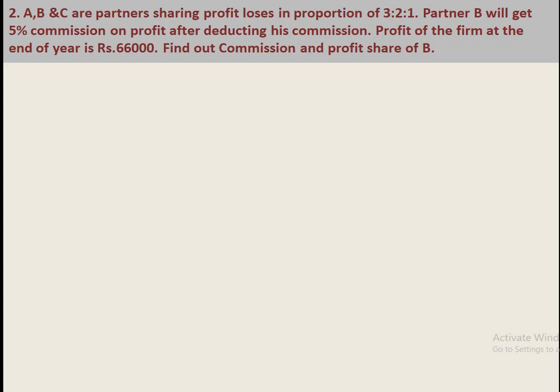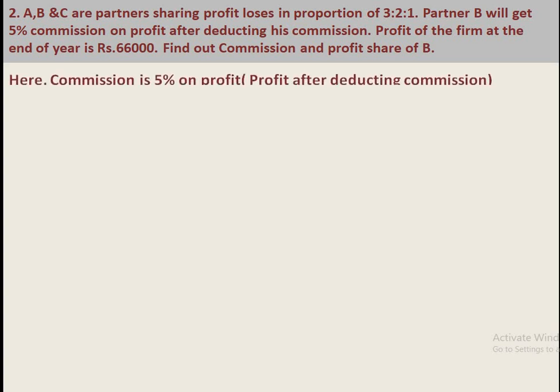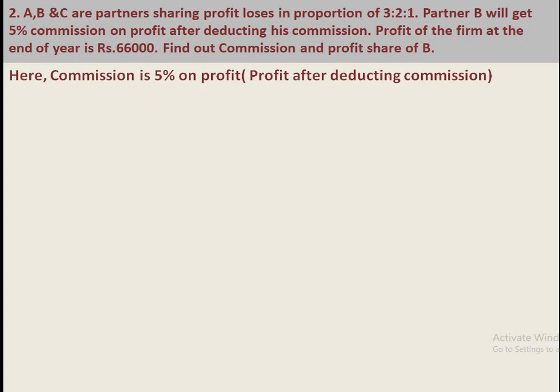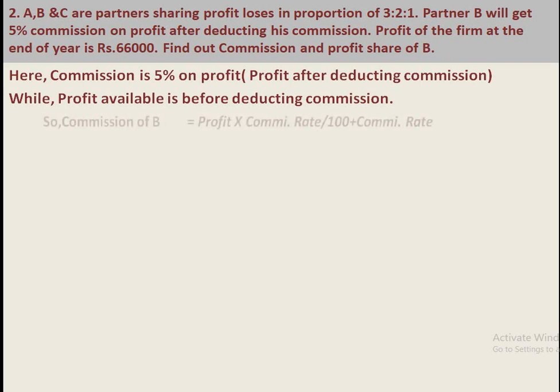Very first, let me check commission of partner. Here commission is 5% on profit, but it is clearly clarified: profit after deducting commission. Which profit? 5% of which profit? After deducting commission. While the profit available, 66,000, is before deducting commission. So profit is before deducting commission and 5% you are charging on after deducting commission. Then how to get commission of partner? Then we are using the second formula.